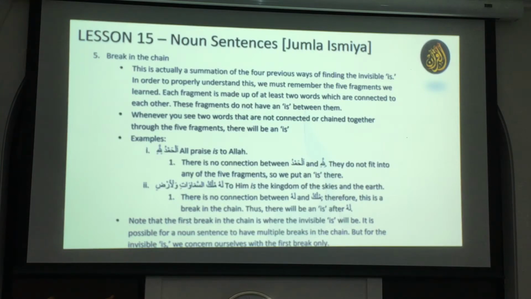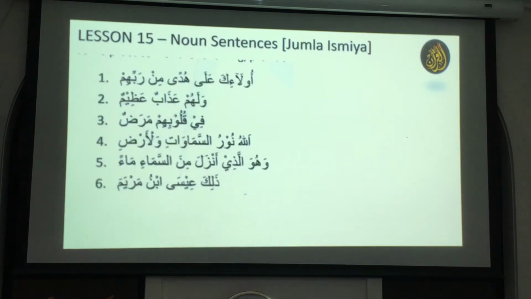So it is possible for a noun sentence to have multiple breaks in the chain. There's a big line, you see one break here, connection, connection, connection, another break, and then connection. So if you have two breaks in connection, you put the is in the first break. Later on in future, when you go to advanced, we will know where to put the is. If there are 2, 3 multiple breaks, a big ayah, big lines, in most cases you put the is in the first break.